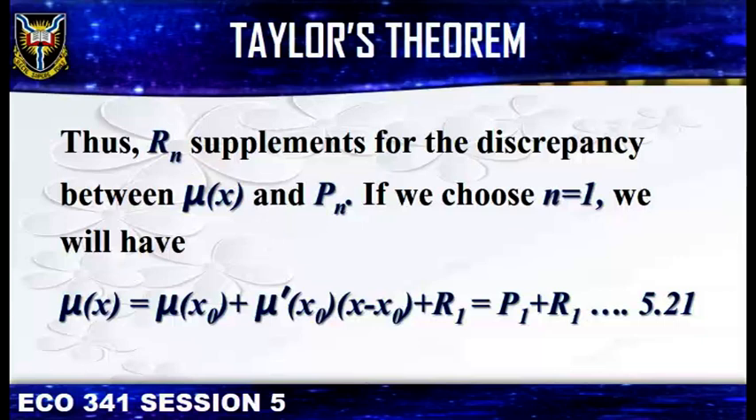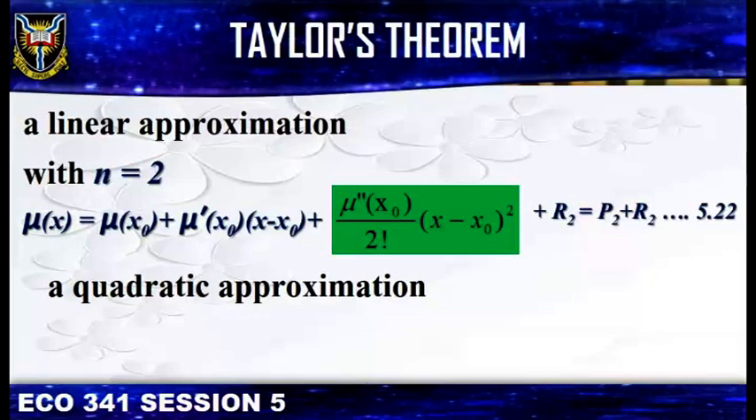If we choose n equal to 1, we will have the equation below, a linear approximation. With n equal to 2, the equation is a quadratic approximation. Example: expand the function u(x) equal to 1 over 1 plus x around the point x₀ equal to 4, as written below.